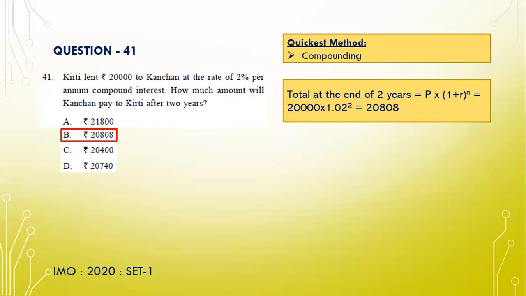Kirti lent 20,000 rupees to Kanchan at the rate of 2% per annum compound interest. How much amount will Kanchan pay to Kirti after 2 years? So what is the compound interest formula? P into 1 plus R raised to N, isn't it? What is R? R is 2%, which is 2 upon 100, which is 0.02. So 1 plus 0.02 is 1.02. What is N? Number of years, so 1.02 raised to 2. So 20,000 into 1.02 raised to 2 will be 20808.